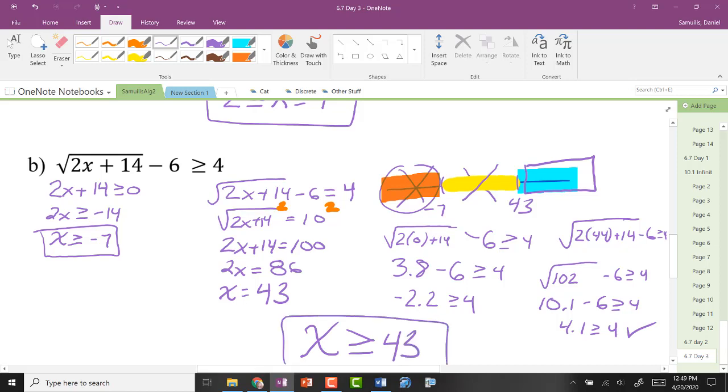And the reason I knew it was greater than or equal to, I'm just going off of this symbol here. Typically your answers follow that symbol. So if it's or equal to, it's or equal to there as well.